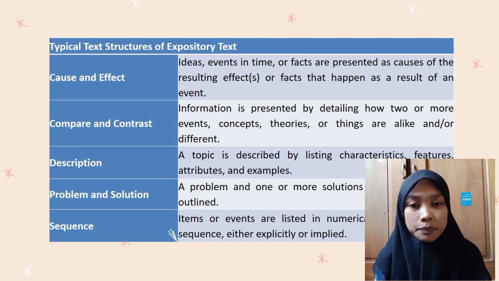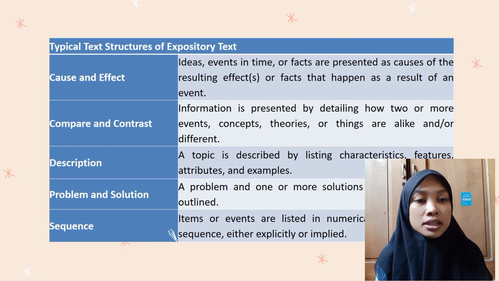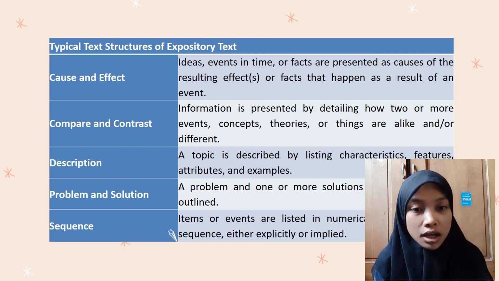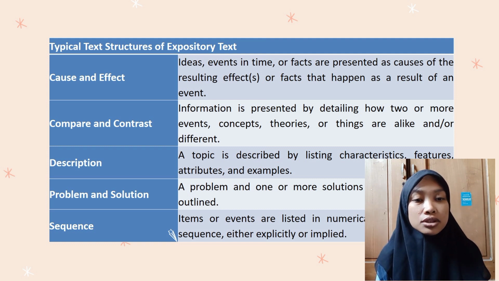The first type of expository text is cause and effect. In cause and effect, ideas, events in time or facts are presented as causes of the resulting effect or fact that happen as a result of an event. The second type is compare and contrast. Information is presented by detailing how two or more events, concepts, theories, or things are alike and or different.